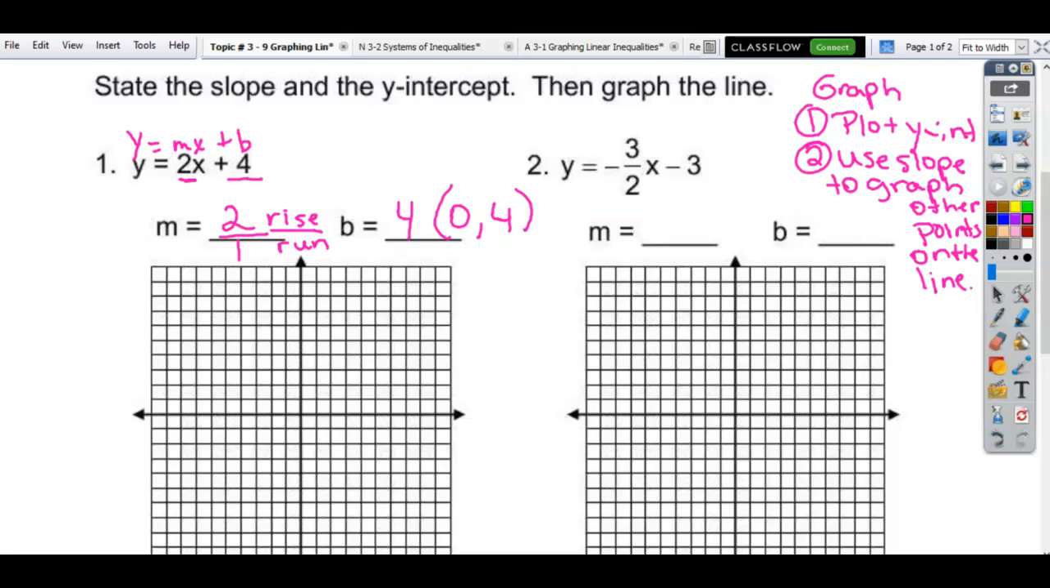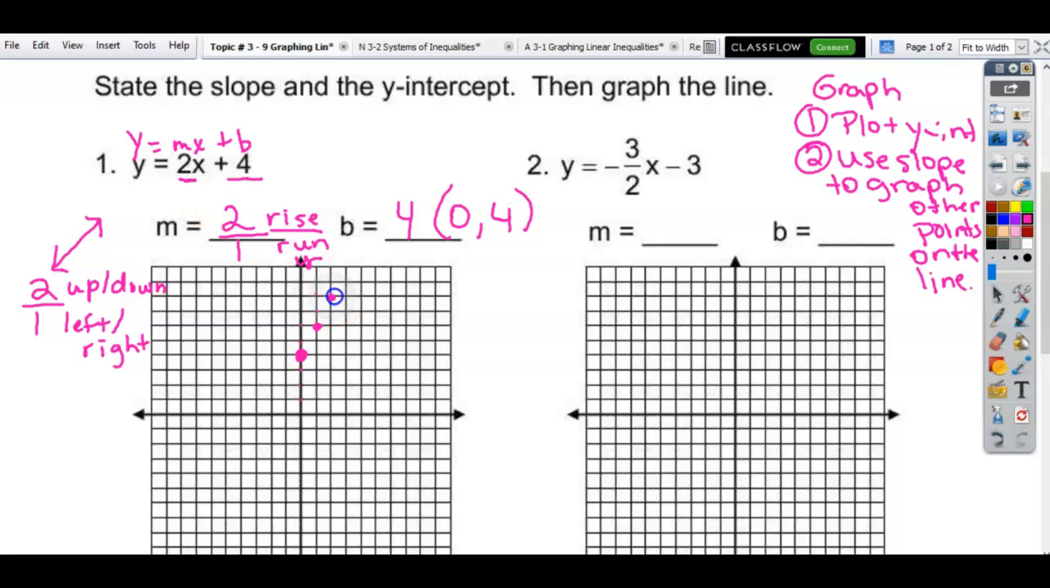The very first thing I'm going to do on this graph, here's my y, is graph that 4. So I'm going to go up from the origin, 1, 2, 3, 4, and graph it right there. Your y-intercept has to be on your y-axis. Now I'm going to use my slope. The top number tells me how far to go up or down. The bottom number tells me how far to go left or right. This is in a positive direction. We have a positive slope. So I'm going to go up 2, and then 1 to the right to make it positive.